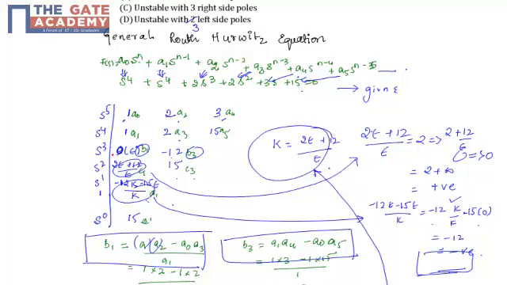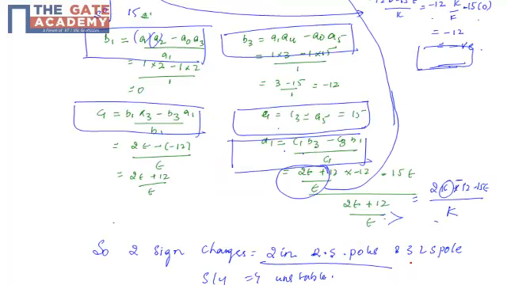So from this table we can see that there are 2 sign changes, that is from plus to minus and minus to plus. So we know that there are 2 roots in the right side of the plane, and as we know, there is a standard condition to tell the system is unstable: if any poles are in the right side of the plane, the system is said to be unstable.